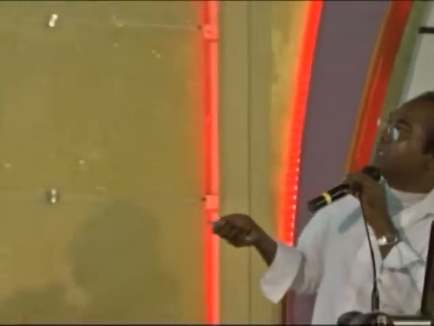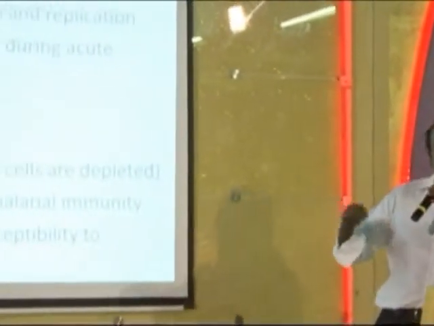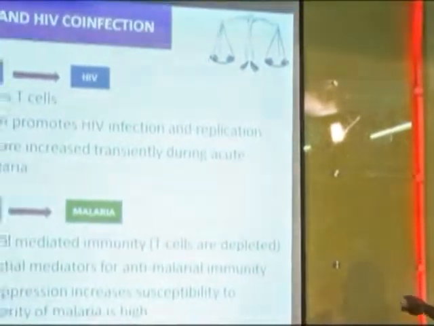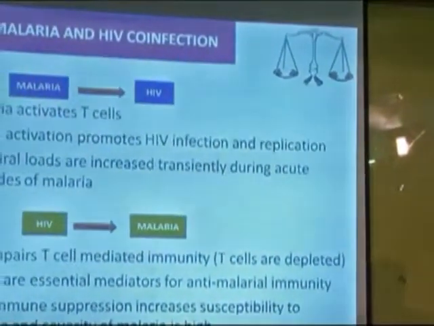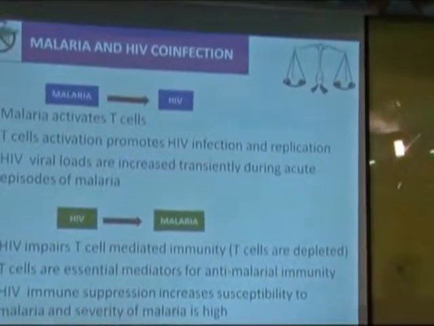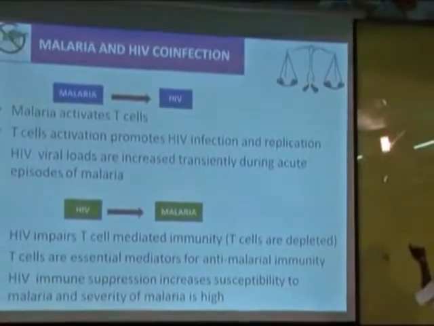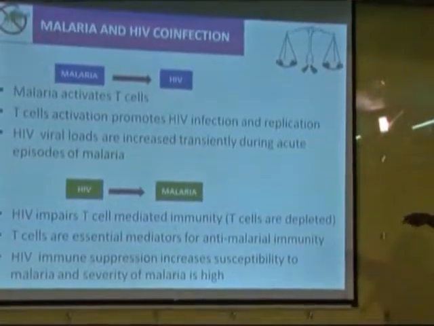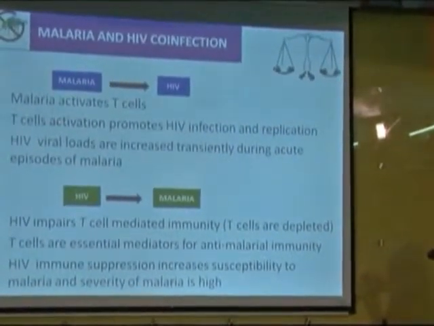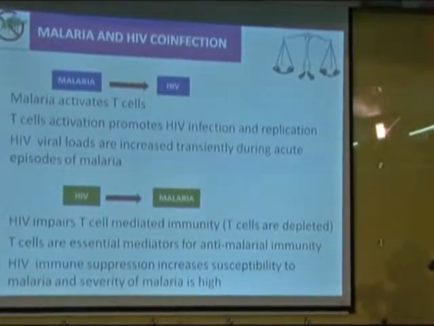So let's look into the context of malaria. What malaria does, as I already said, is activate the T cells. T cell activation promotes HIV infection and replication, because when you activate the T cells, HIV takes advantage of it. Now T cells are the commanders, the generals. HIV takes over the general. Then HIV viral load also increases during an acute episode of malaria.